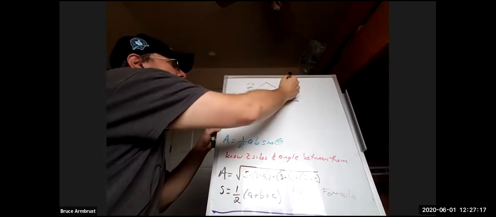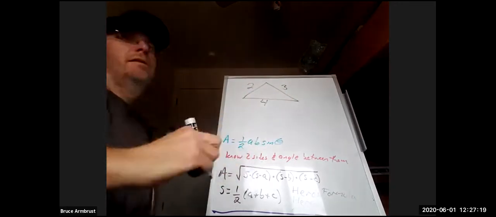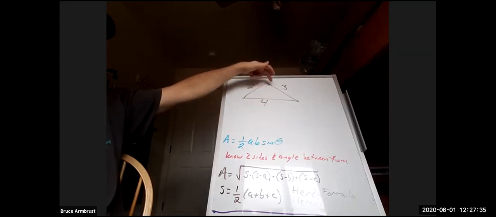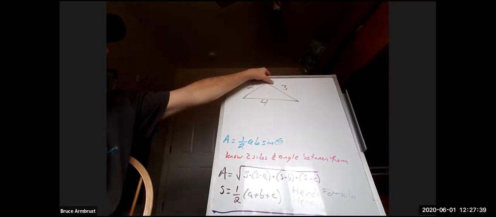And let's make it nice and easy. We have side lengths 2, 3, and 4. So we know that this does give us a triangle. If you look at any pair of these and add them up, it's bigger than the other one, right? 2 plus 3 is more than 4. 3 plus 4 is more than 2. 4 plus 2 is more than 3. So we do know that this is a legitimate triangle, but I want to know its area.